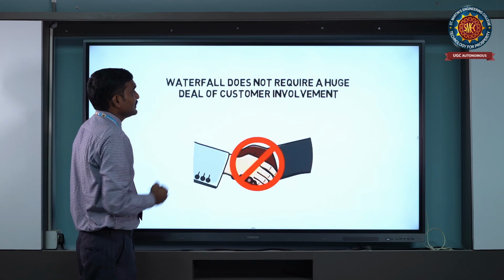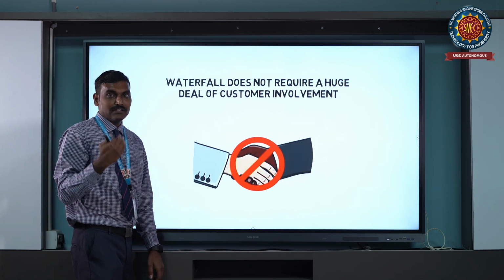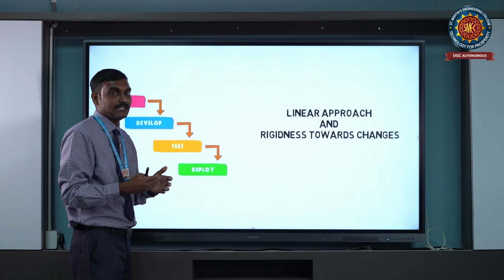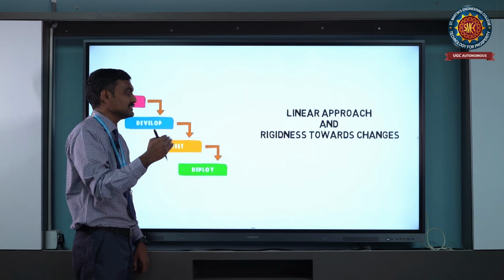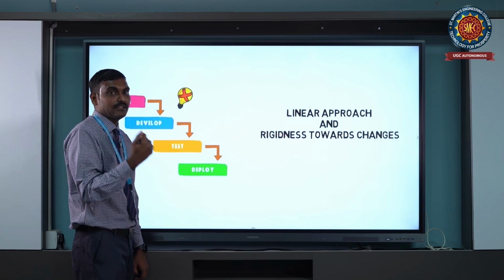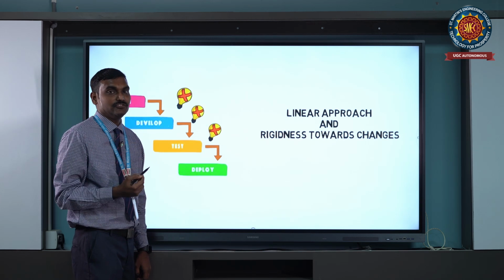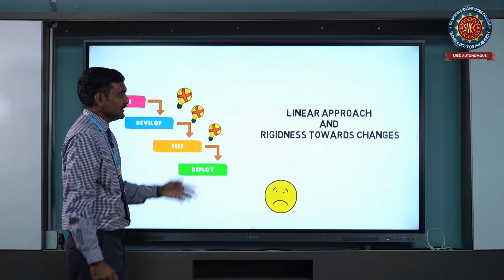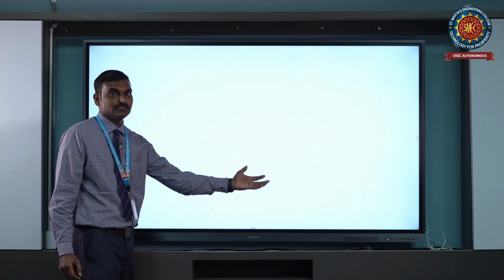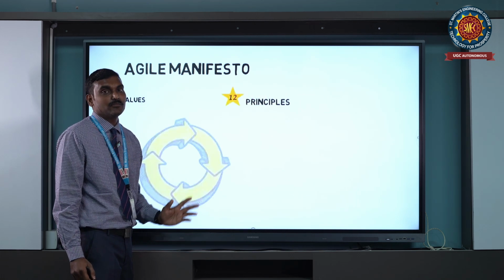In the waterfall model, there is no interaction between the client and the project team in between the project. Only initially they will interact. That's it. Once the project is developed, there won't be any interaction, and directly the product will be delivered to the consumer. This can lead to dissatisfaction, so sometimes the consumer will not be happy with the final product.